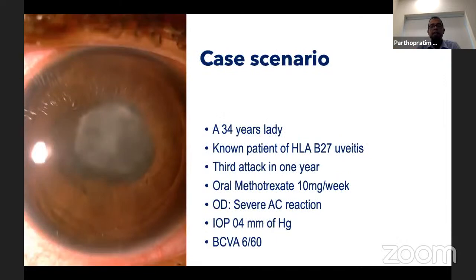So this is a case scenario. I'll show you a 34 year old lady, a known patient of HLA-B27. This was the third attack in 1 year. The patient was already on oral methotrexate by the rheumatologist. OD has a severe anterior chamber reaction. You can see here her IOP was 4 millimeter of mercury and the best corrected visual acuity was 6/60.